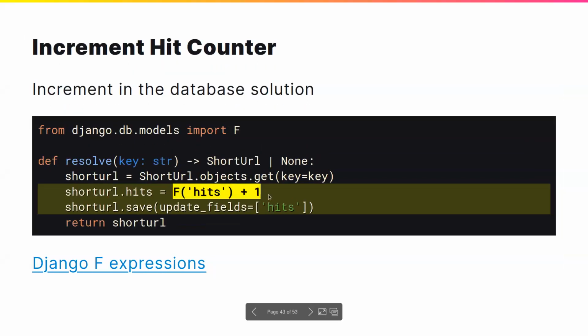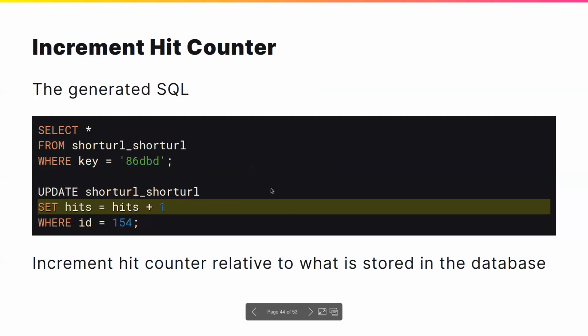So this is what it looks like in Django. It basically says update hits to whatever the value of hits is plus 1, okay? This is what the SQL looks like, okay? So instead of setting hits equals 2 or 3, we say hits equals hits plus 1, okay? So now we increment the hit counter relative to what the database has stored and not what we loaded into memory.